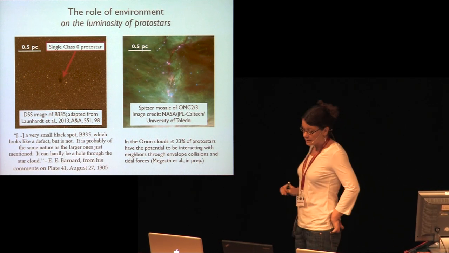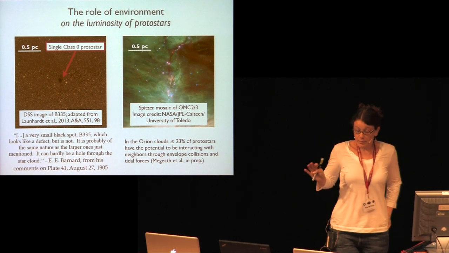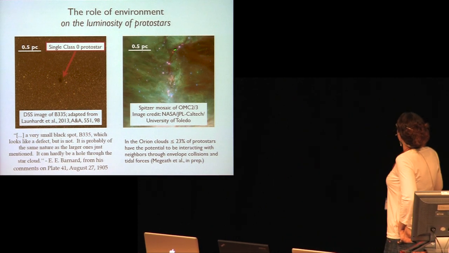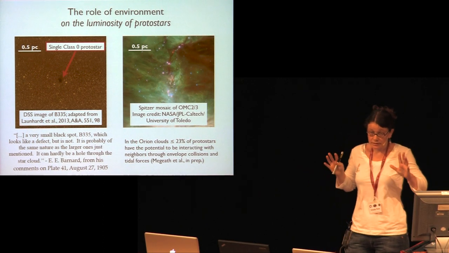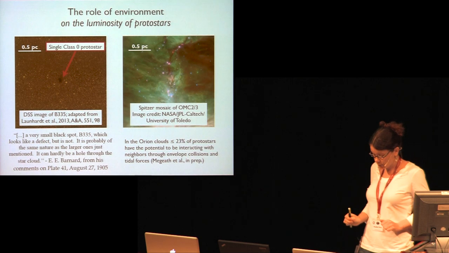So the first thing that we have to realize is that at most, 23% of these sources have the potential to be interacting with their neighbors. So they have overlapping envelopes.